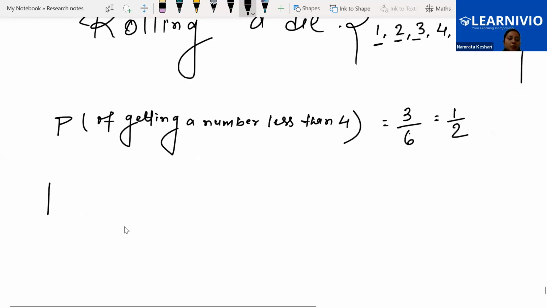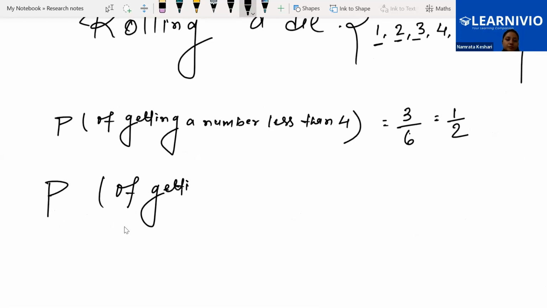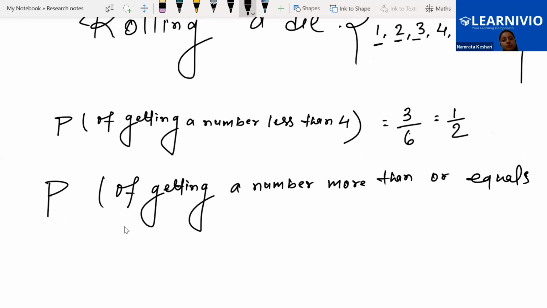Now what is the probability of getting a number more than or equal to 4? How many possibilities will be there? Either it is more than 4 or equal to 4. Please tell me, anyone? The number can be more than 4 or maybe equal to 4. Both are acceptable. How many favorable outcomes are we having? Anyone? 3. Exactly 3 favorable outcomes we are having.